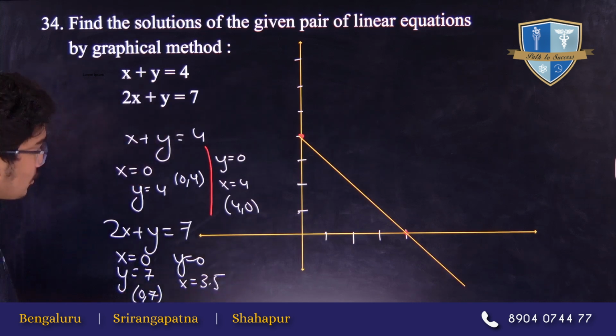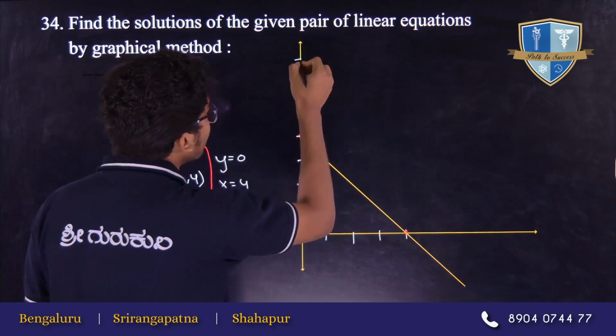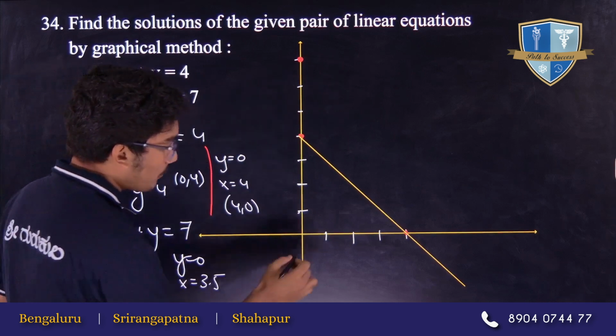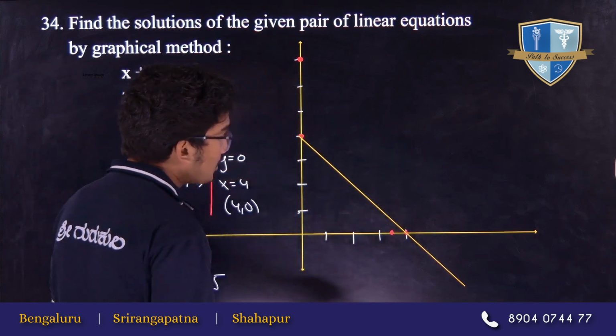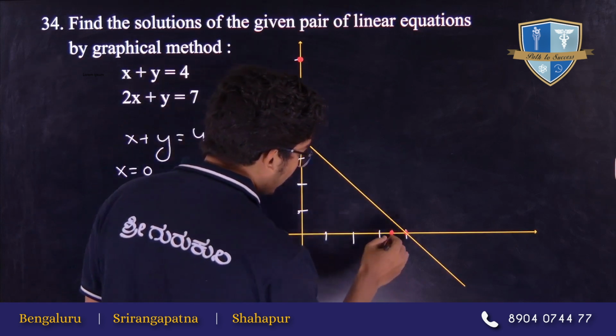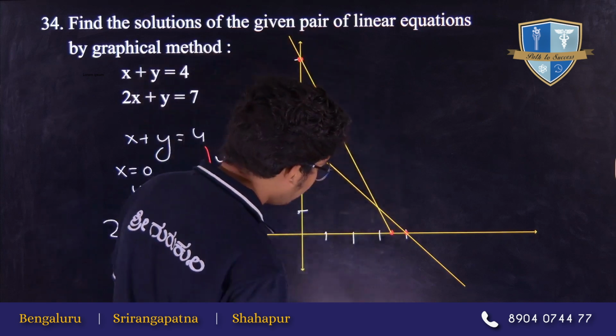So 1 point is (0, 7): 1, 2, 3, 4, 5, 6, 7. This is our other point. And (3.5, 0): 1, 2, 3, 3.5 will be somewhere here. The line joining these 2 points will be something like this.